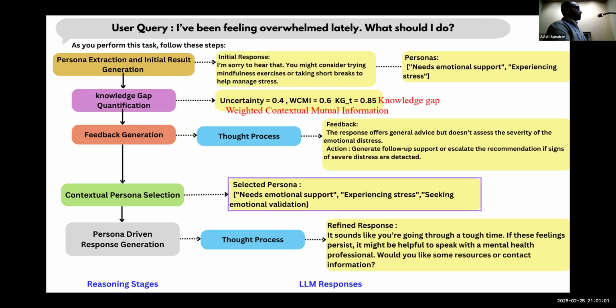Now, can I extract something from the persona that the model has extracted, and try to extract some contextual information from it to give an answer? Then, looking at those personas, I come up with a refined answer which says that I do not have sufficient capability to answer these questions. It sounds like you're going through a tough time, and if these feelings persist, it might be helpful to speak with a mental health professional. Would you like me to refer you to those resources?